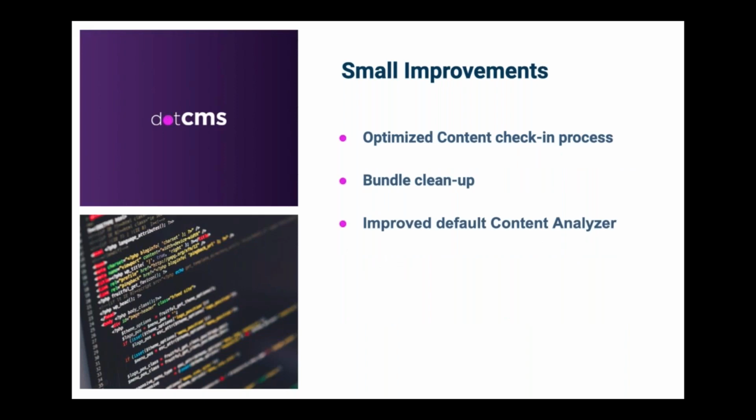So we've also made a number of small improvements in this new release. We've done things like optimize the content check-in process. Content that's checked in that runs through 3 or 4 different workflow actions would need to be re-indexed 3 or 4 times. And now that all gets lumped into a single re-index, which makes the content saving much faster.